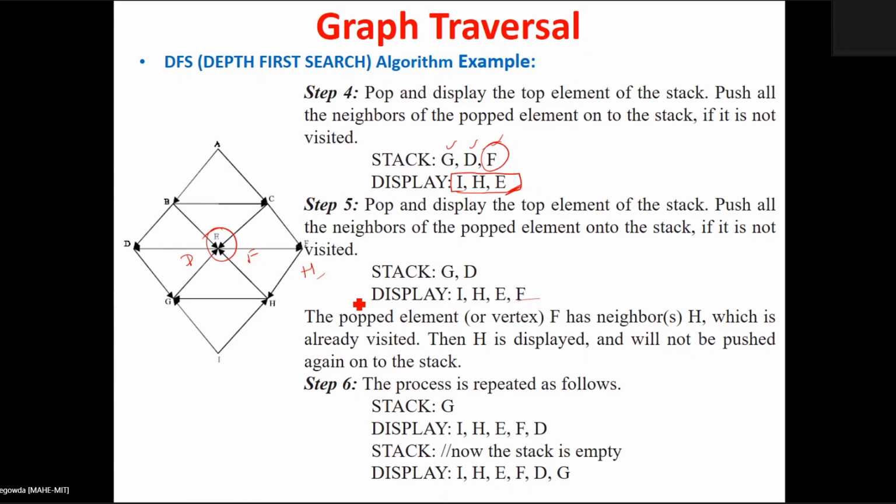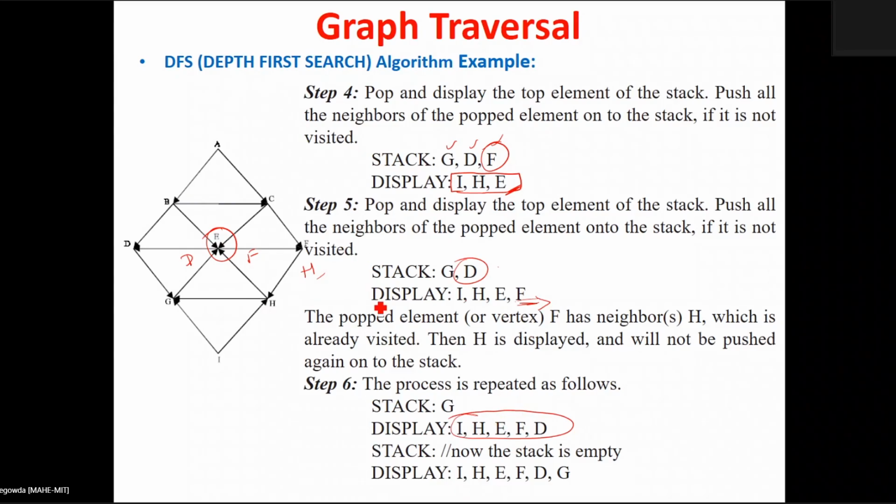Now after that, the status of the stack will be like this: G, D, I, H, E, F. This is the sequence of visiting the nodes in this algorithm. Again, pop the top element, that is nothing but D. I have taken out D and displayed D over there.